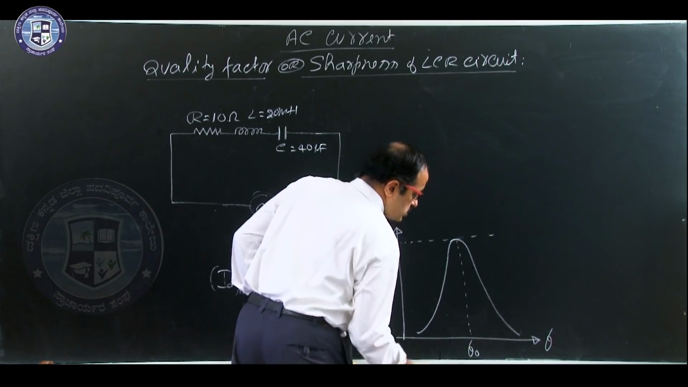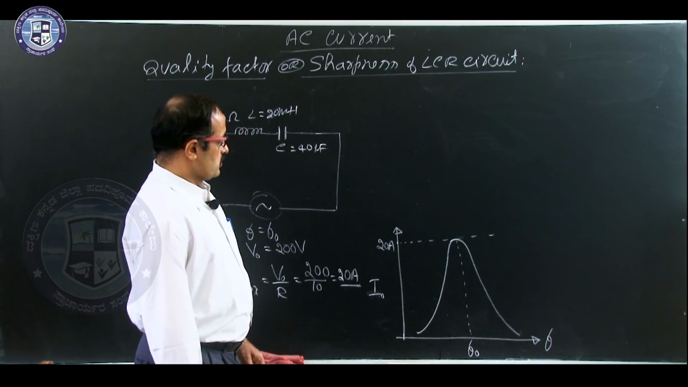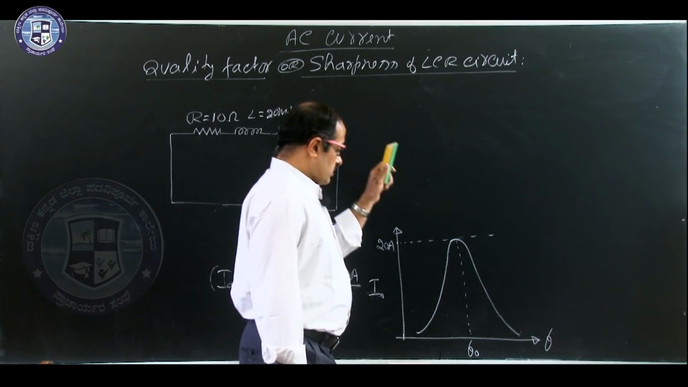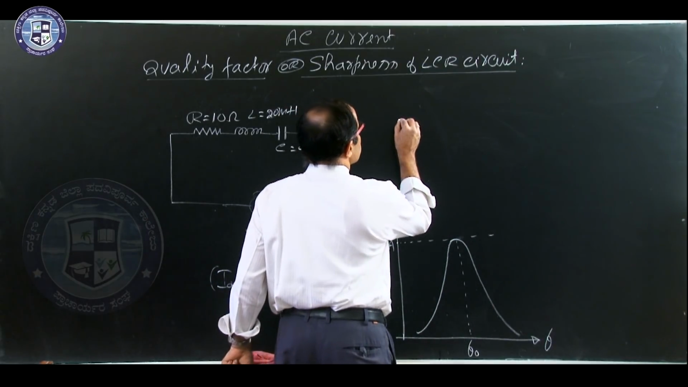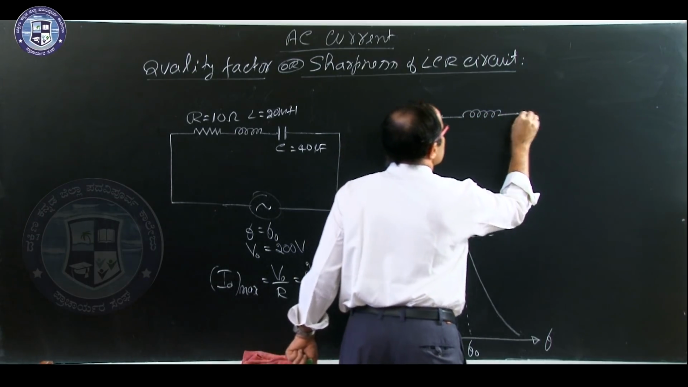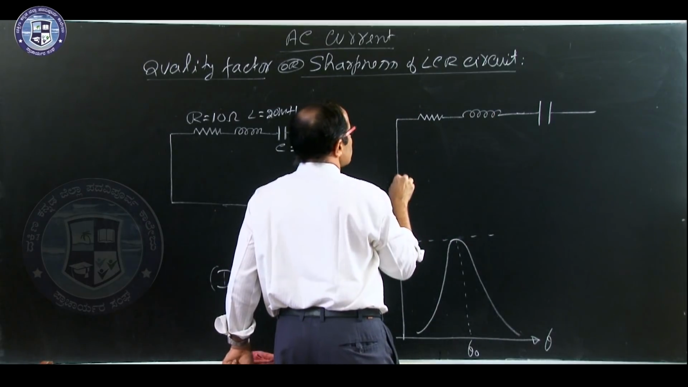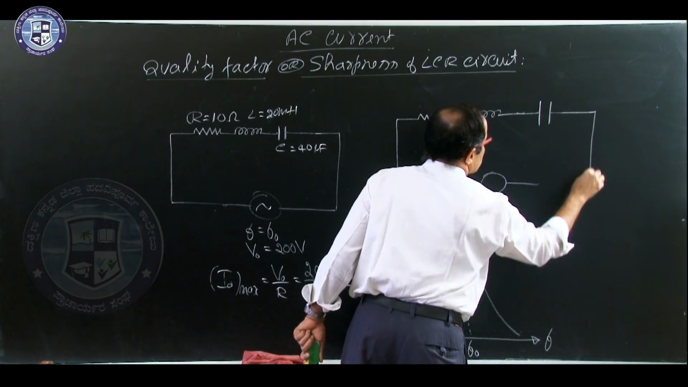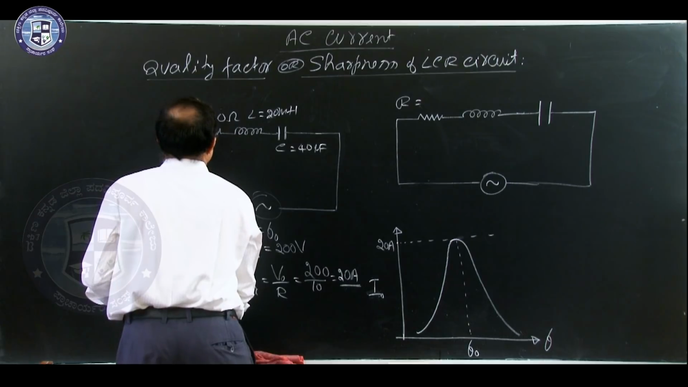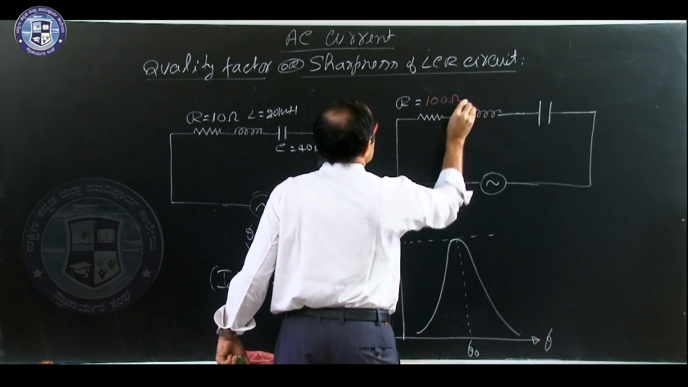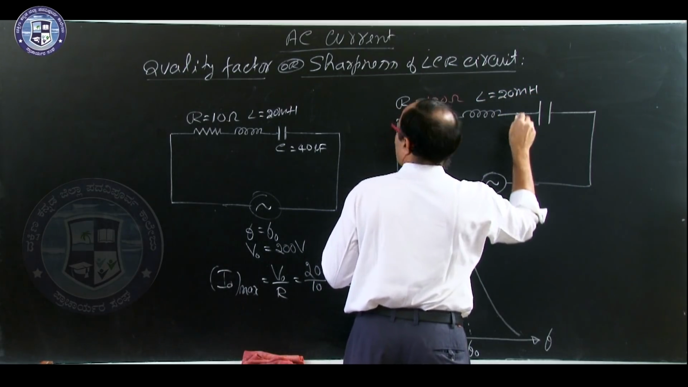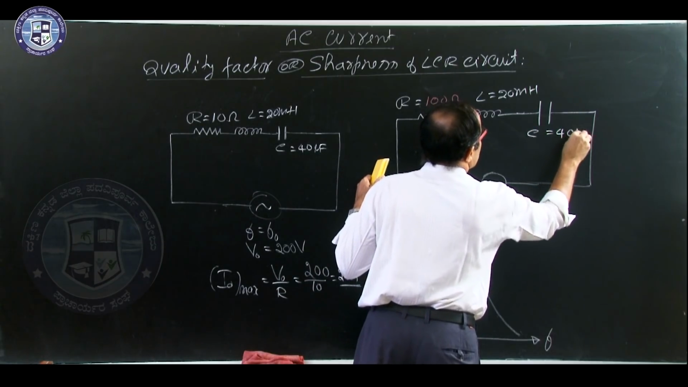It is the resonant frequency. Now, what is the value of R here? 10 ohms. Okay. Now, I am taking another circuit. We take one more circuit. Let us say this R is 100 ohms, L is 20 millihenry, and what about C? 40 microfarad.